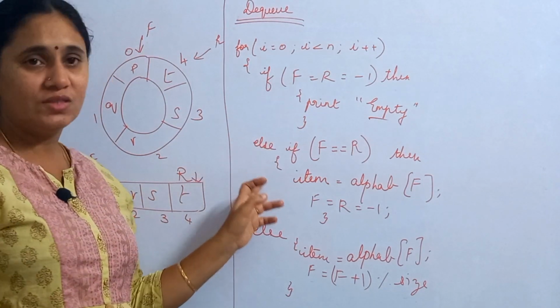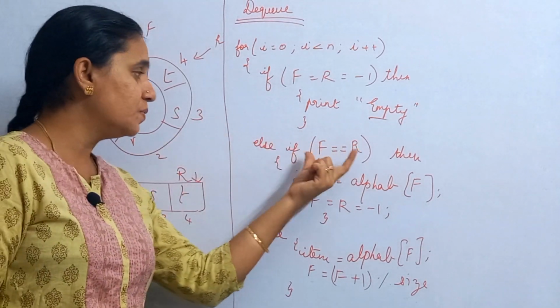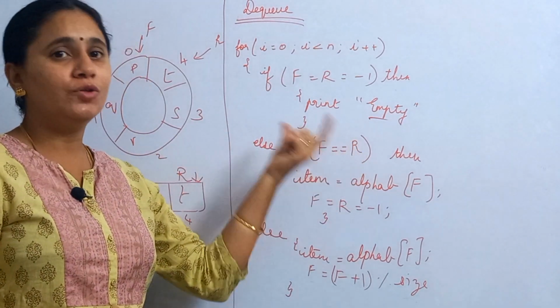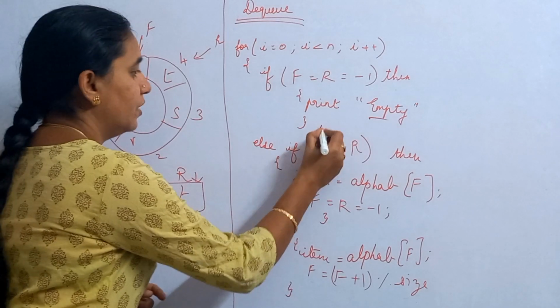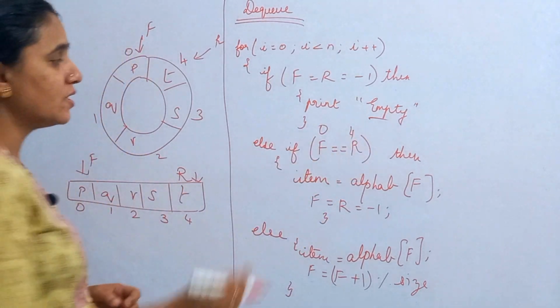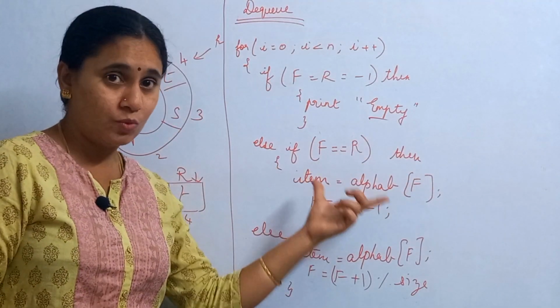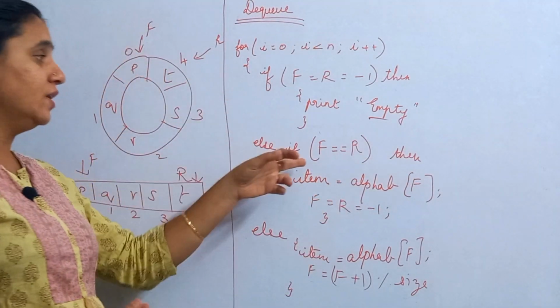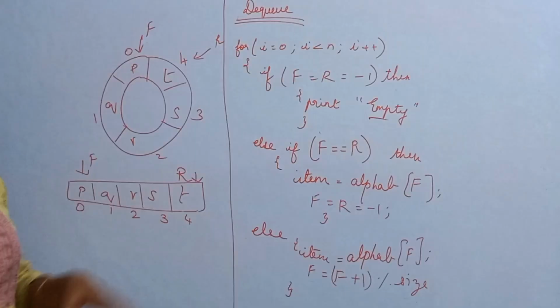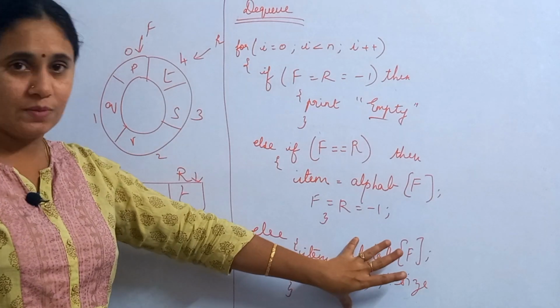Now we check for this condition: front is equal to rear. What is the front value? The front value is 0. The rear value is 4. So this condition is also false. Friends, I will tell you about this possibility once when this condition comes. Since both the conditions are false, we execute this statement.